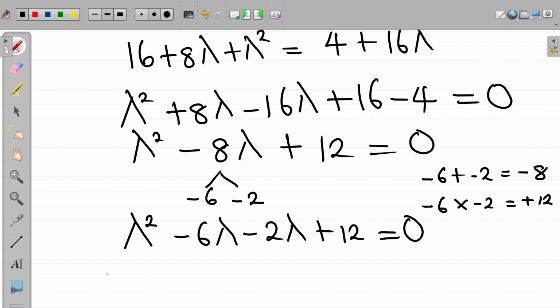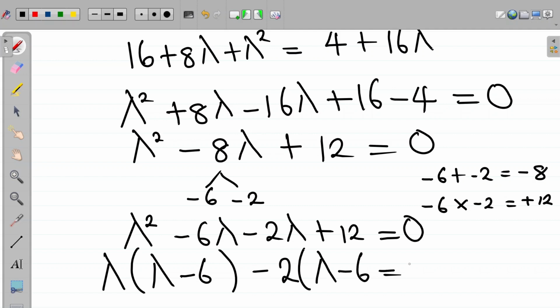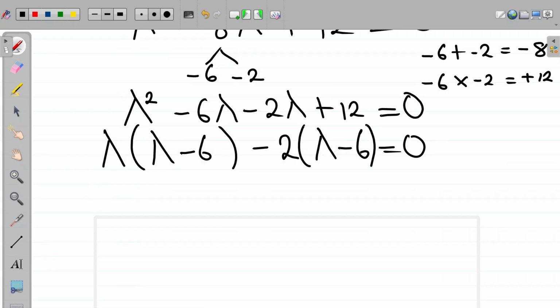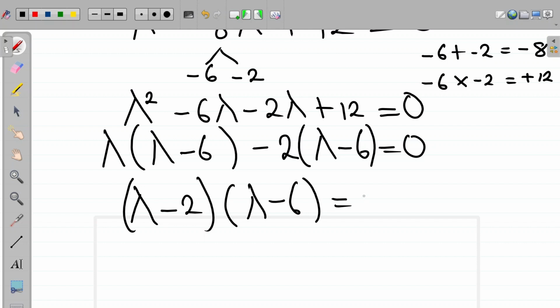Now we can factorize. The equation becomes lambda, because lambda here is common, open a bracket, lambda minus 6, minus, we have 2, open a bracket, lambda minus 6 equal to 0. So since we have the same expression in our bracket, our equation becomes lambda minus 2, close the bracket, multiply by lambda minus 6 equal to 0.